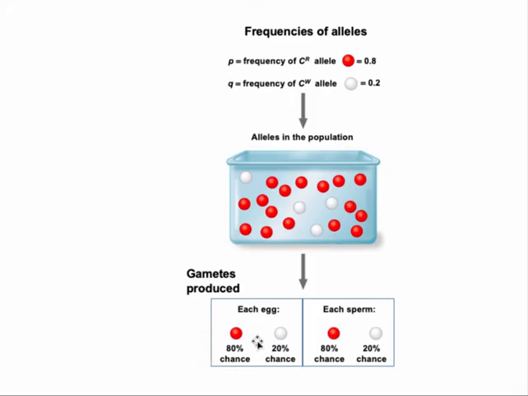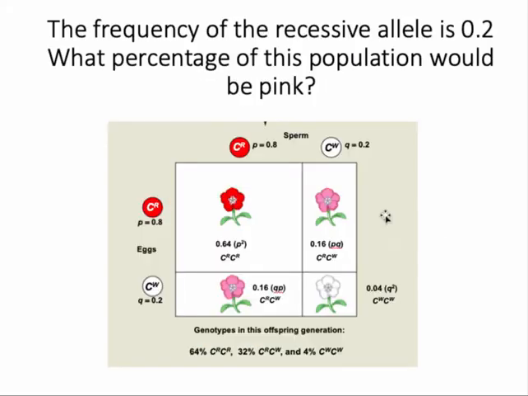80% of the eggs produced in this population will have the dominant allele, and 20% will have the recessive allele, while 80% of the sperm produced in this population will have the dominant allele, and 20% will have the recessive allele. So the percentage of the alleles determines what percentage of the gametes will have each allele. Then we can look at what will be the result of those gametes in the next generation. This looks similar to a Punnett square, but it's not, because here we're not looking at a specific mating. We're looking at the entire next generation for that population, all the individuals born in that population.